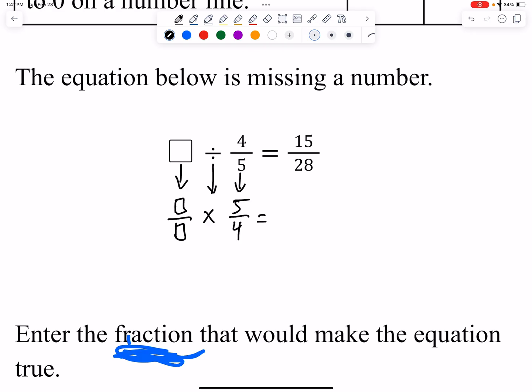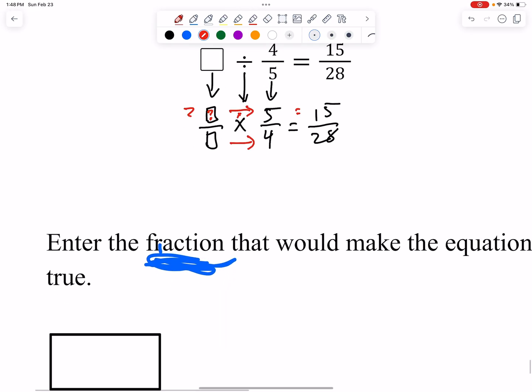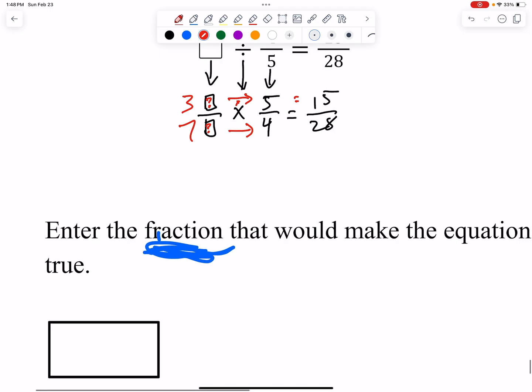So we get this equation, really. So the idea is, when you're multiplying fractions, you multiply straight across. So in other words, what times 5 equals 15? So if you go with your multiplication tables, 3 times 5 equals 15. And then what times 4 equals 28? And this one's going to be 7 times 4. So I got 3 7ths.